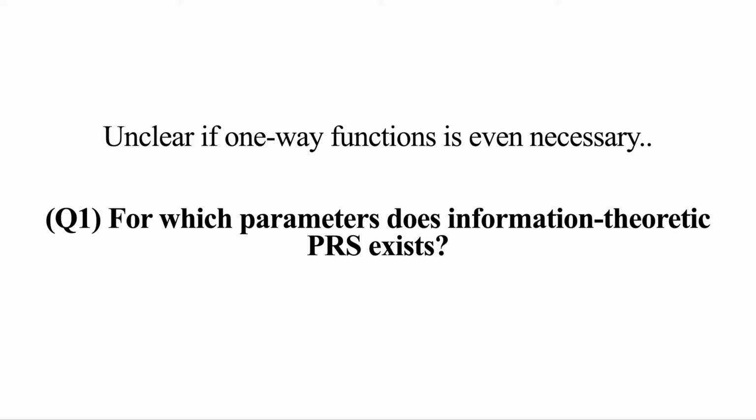This gives us the first question that we're going to tackle, which is to understand for what output lengths of PRS does information theoretic PRS exist. I should clarify what I mean by information theoretic PRS. What I mean is that the PRS is said to be information theoretically secure if a computationally unbounded adversary cannot distinguish Q copies of a PRS state versus Q copies of a Haar-random state. So this is something that's still not clear that we are going to tackle.